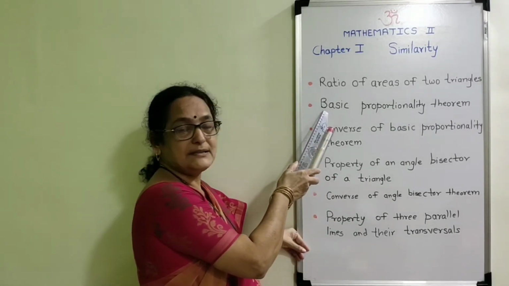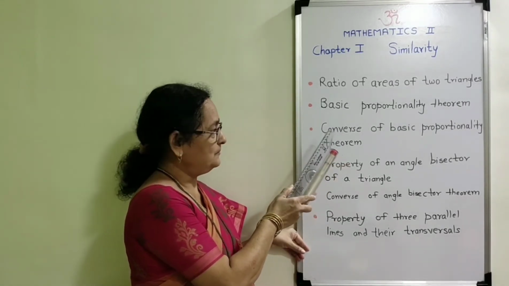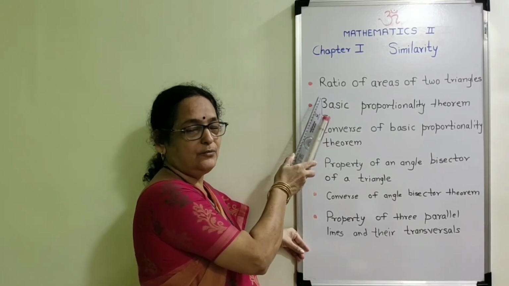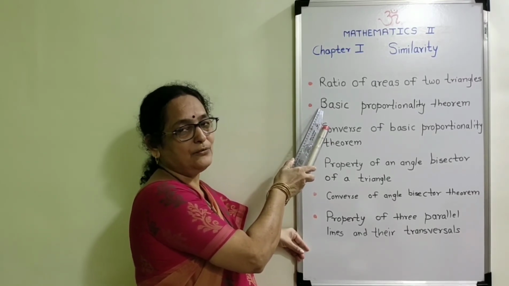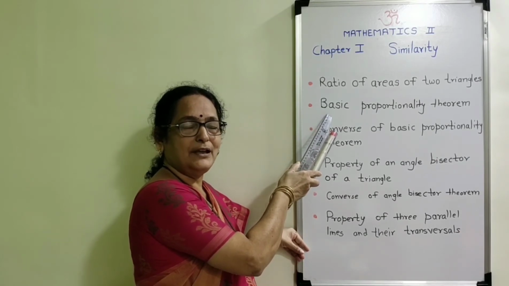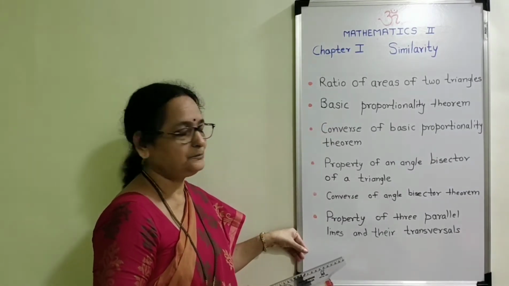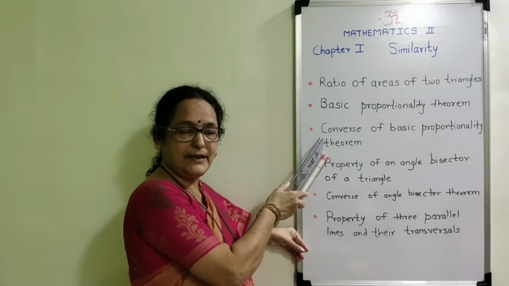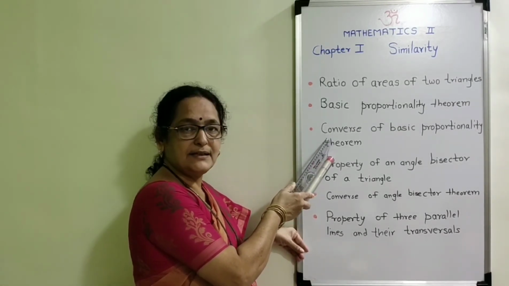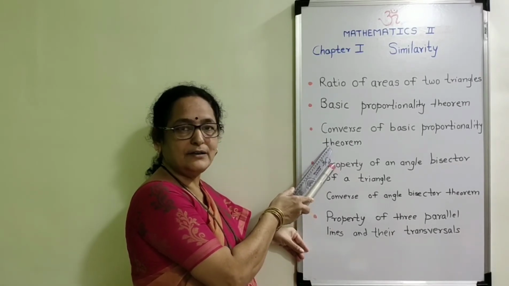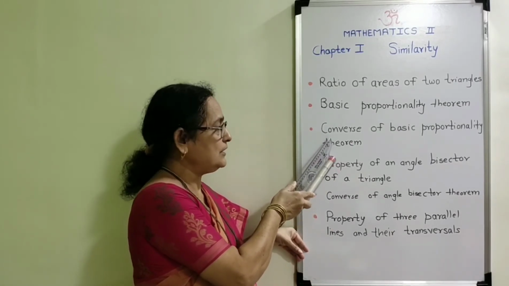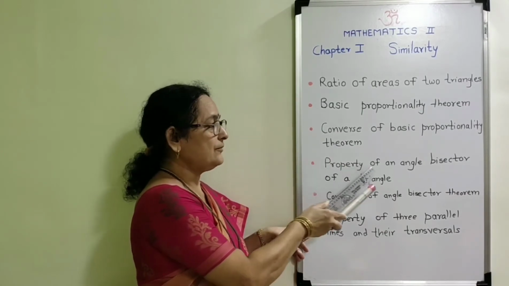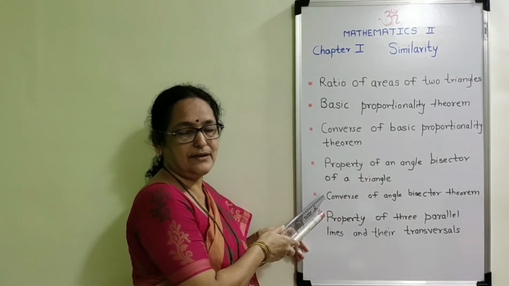Next, the basic proportionality theorem. Also, the proof of this theorem is given. We are going to study that proof, which is very important in our entire textbook. The converse of this theorem is also included in our textbook, but nowadays this theorem is not included in our study. Next, the property of an angle bisector theorem.